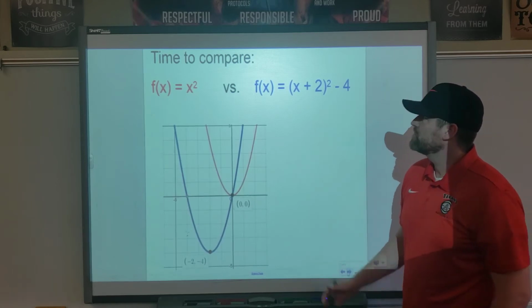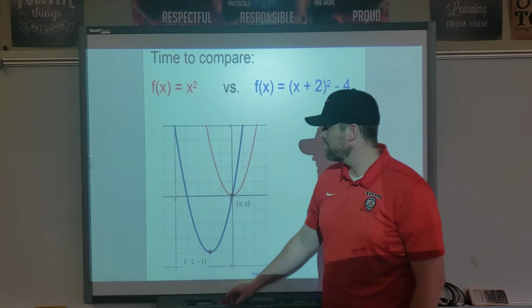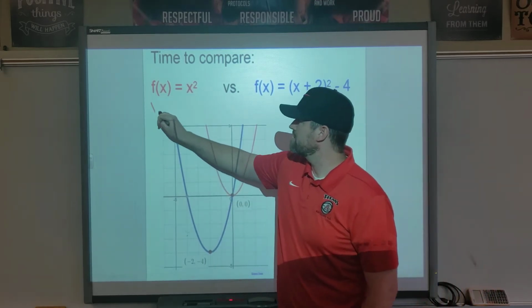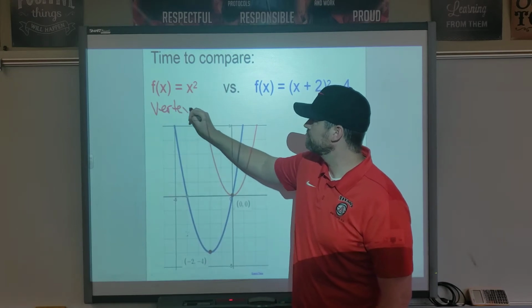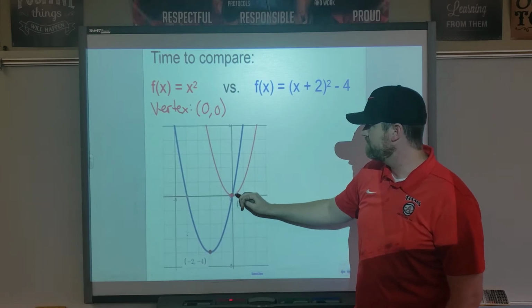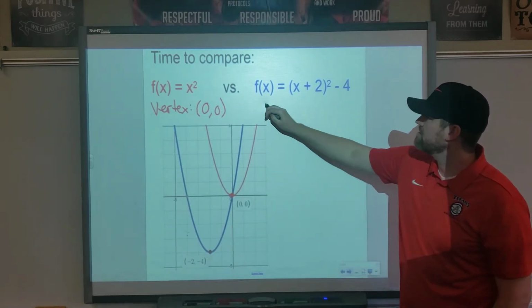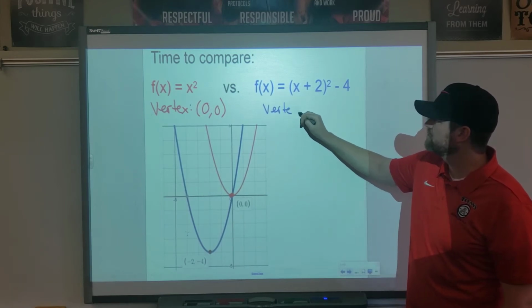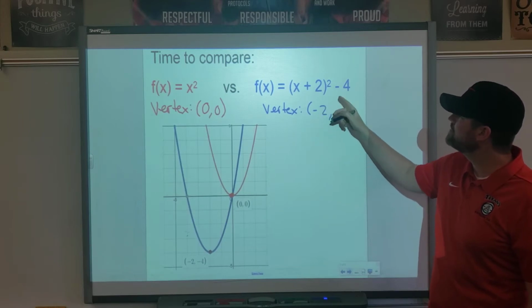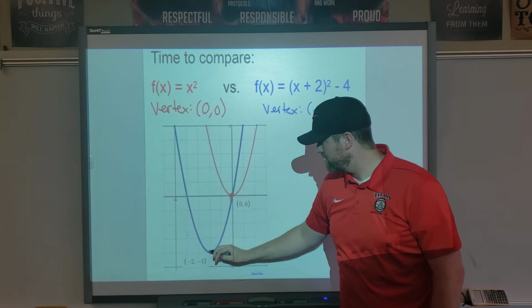You might be able to make a prediction on this one just by looking at it, what's going to happen. But let's go back to our parent function. So that's my red one. It has a vertex of 0, 0. Right here, 0, 0. And then our new function has a vertex. We can look at the graph or we can look at the vertex form. But opposite of 2, so -2, and then -4. And I can double check, -2, -4.